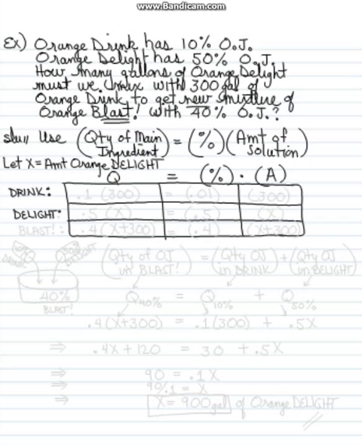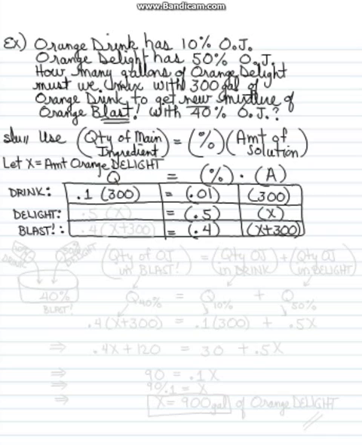Now, remember we said for a 10%, that in decimal form is 0.1. So under the percentage column, for the drink, we should have 0.1. Now that's a mistake. I put 0.01. That's wrong. It should say 0.1 times the amount of that. They said it's 300 gallons. Now for the delight, we put 0.5 because it's a 50% beverage, times the amount. The amount of the delight, they said, was X.